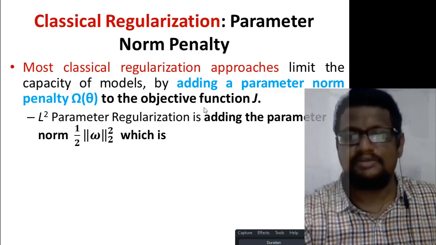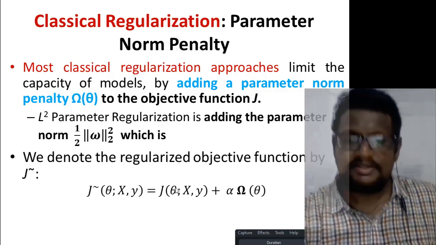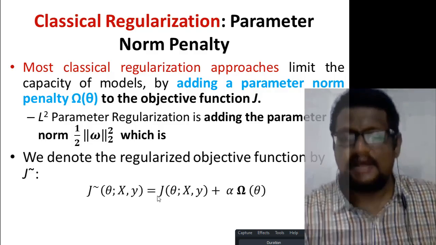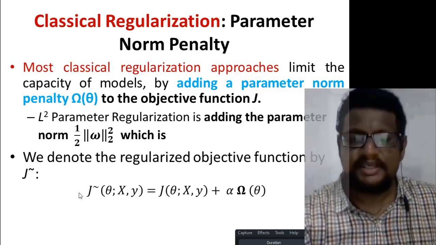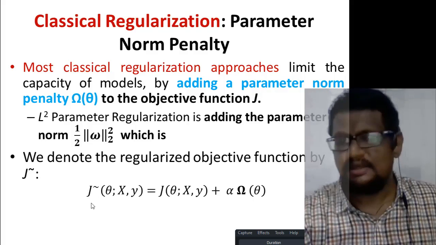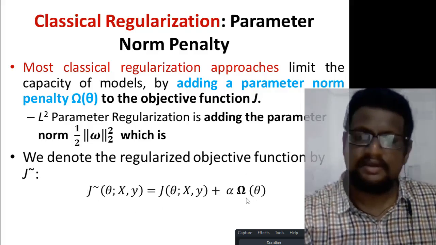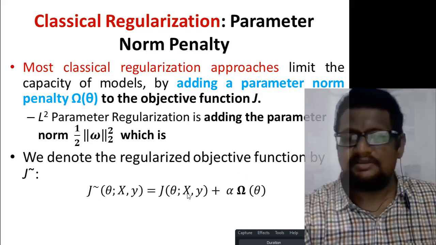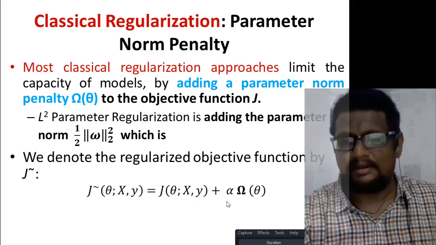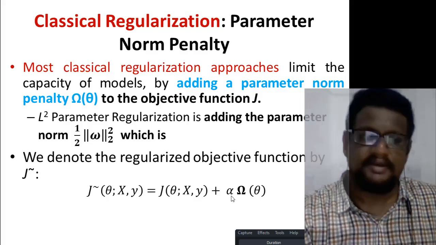of theta added to the objective function J. So the final equation is here, where J is the unregularized objective function, and J cap is the objective function after regularization, and theta is the weight. Here we have to remember that theta is the weight, x is the input, y is the target, and alpha is a hyperparameter that we have already seen.